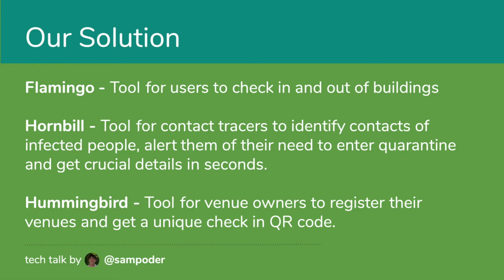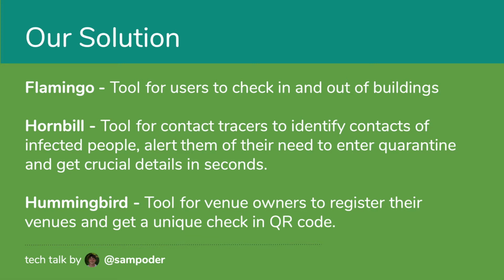Hornbill is a tool for contact tracers to identify contacts of the infected people. It's what the public service uses to identify contacts. It then alerts them of their need to enter quarantine and gets crucial personal details in seconds. So it's really easy to access who's serving a quarantine and who needs to enter a quarantine, and the contact details and all that, and addresses and ID numbers.